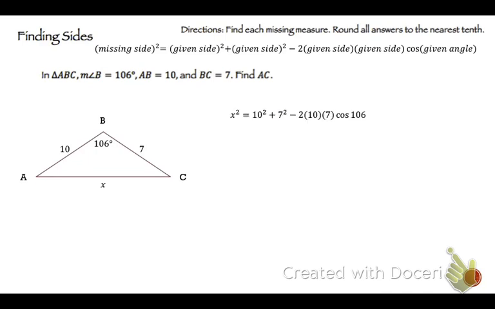So x squared equals 10 squared plus 7 squared minus 2 times 10 times 7 times the cosine of 106. Put the whole thing into your calculator and you get 187.589, and so on. Square root both sides. You get x equals 13.7. Okay?